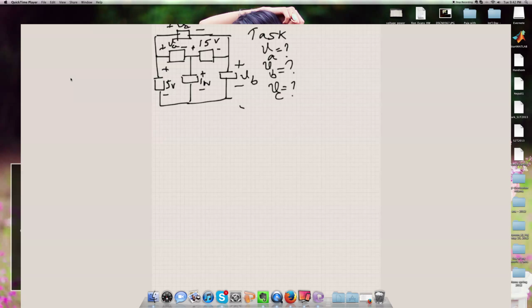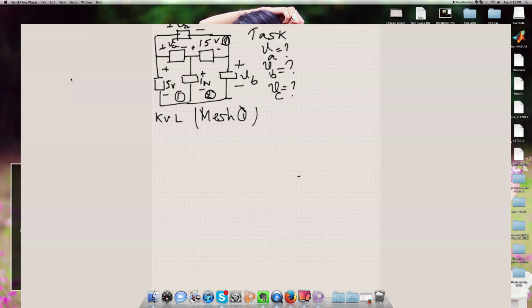We will use KVL, which is Kirchhoff's voltage law, in each of these meshes. Like this is mesh number 1, mesh number 2, and mesh number 3 here on the top. So let's get started with mesh number 1 and apply KVL. So KVL in mesh 1. So we have to start counting the voltages along the path.